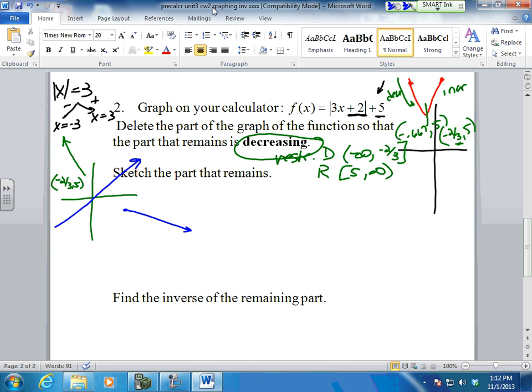Let's see if this domain and range works. This now becomes 5, -2/3. So our domain becomes our range. The domain is -∞ to -2/3. We came from -∞ and stopped at -2/3. See it? The range becomes my domain: 5 to infinity. Start at 5 and go to infinity. Is that true? Good.